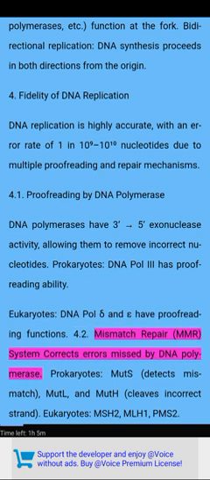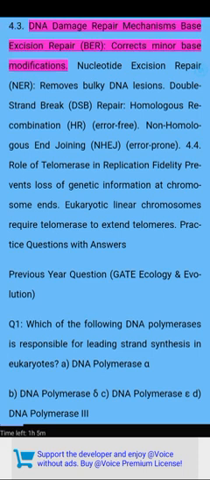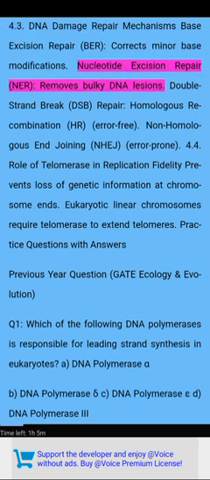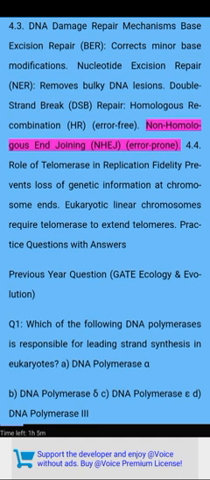4.2. Mismatch repair, MMR, system corrects errors missed by DNA polymerase. Prokaryotes: MutS detects mismatch, MutL and MutH cleave the incorrect strand. Eukaryotes: MSH2, MLH1, PMS2. 4.3. DNA damage repair mechanisms. Base excision repair, BER, corrects minor base modifications. Nucleotide excision repair, NER, removes bulky DNA lesions. Double-strand break, DSB, repair: homologous recombination, HR, is error-free. Non-homologous end joining, NHEJ, is error-prone.